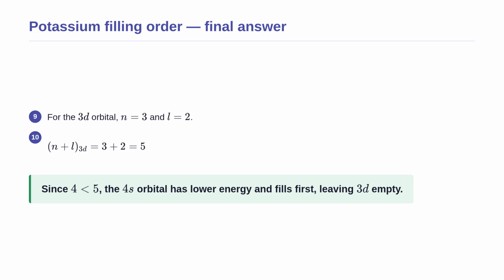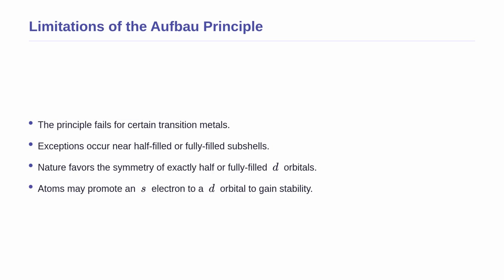Since 4 is strictly less than 5, the 4s orbital has a lower energy level than the 3d orbital. Therefore, the 19th electron of potassium goes directly into the 4s orbital. This leaves the 3d orbital completely empty, physically confirming the order we saw in our diagonal diagram. So we have proven that the mathematical rule works beautifully for potassium.